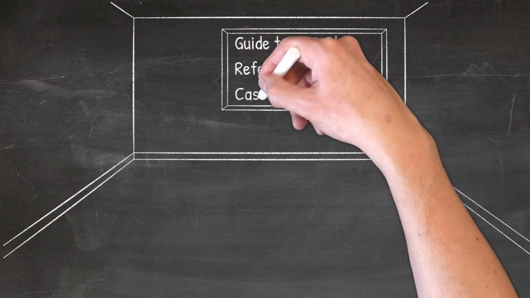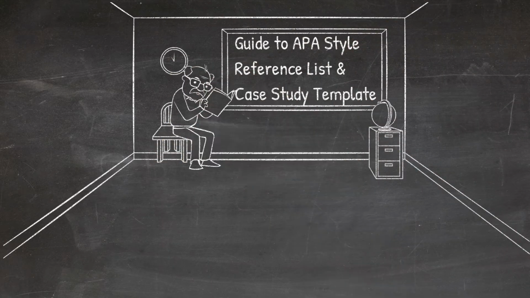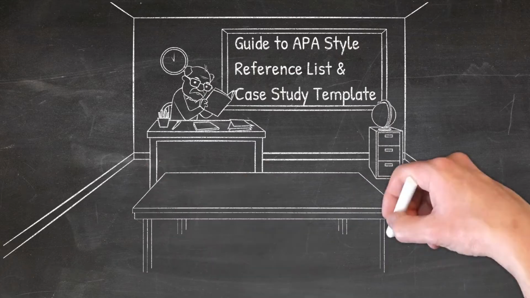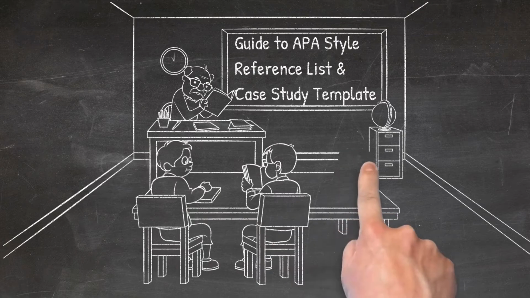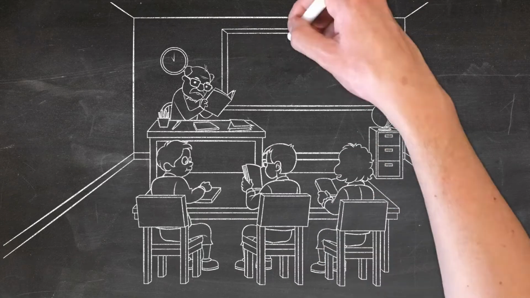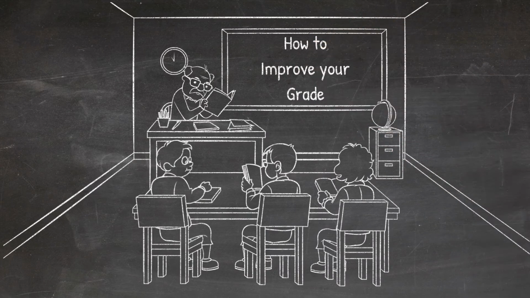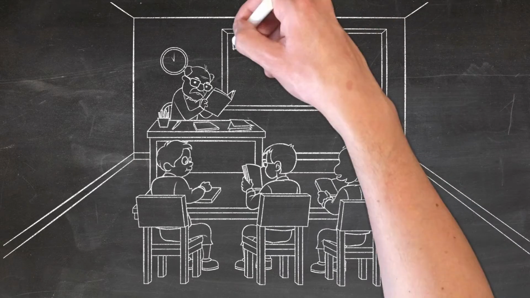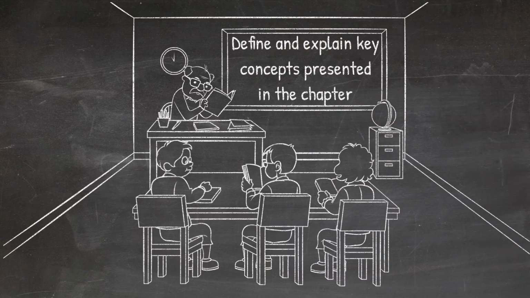If you need help with APA style, I have uploaded a PowerPoint presentation titled Guide to APA Style Reference List and a case study template to assist. Here are some tips and suggestions that should help improve your grade. First and foremost, read the chapter and make note of the important concepts presented therein. You will need to define and explain these concepts in the Analysis of Key Concepts section.